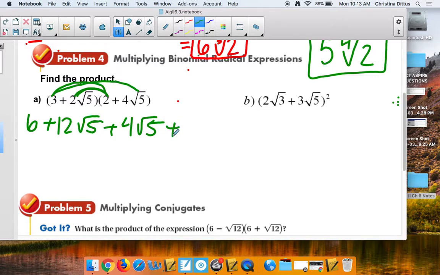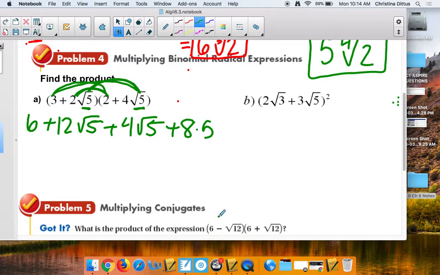Okay, here's the tricky one. My lasts. Let's do the outside number first. What is 4 times 2? 8. What is the square root of 5 times the square root of 5? Square root of 25, which is 5. So I need to take 8 times 5. Okay. Are we good with that step?